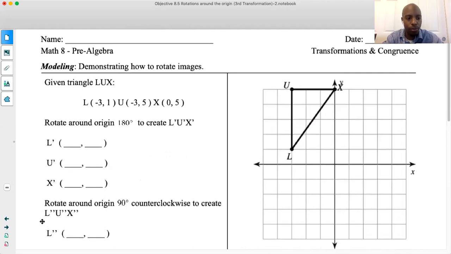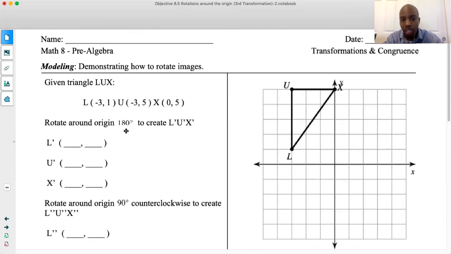The key word here is turning. We are turning. The image is not changing, but we're turning the image whether it's clockwise or counterclockwise, all right? So let's look here. We have triangle LUX, and I made sure I wrote down all 3 of my points beforehand. Now on yours, you'll have to find those points on this triangle, or on the quadrilateral that you're given, right? You're going to need to rotate.